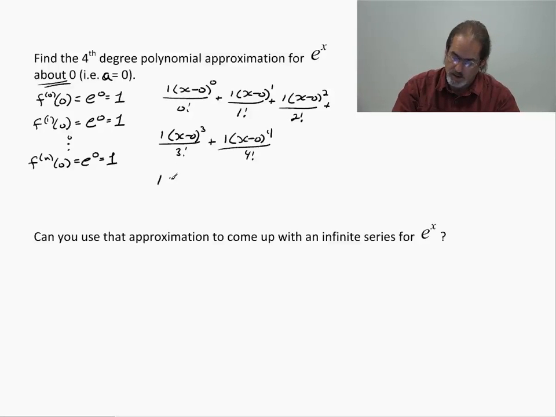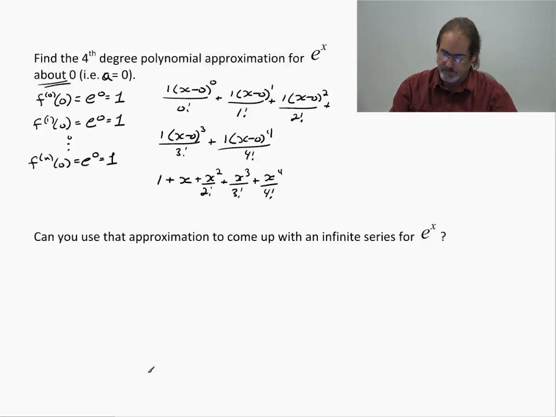This is going to be 1 plus x plus x squared over 2 factorial plus x cubed over 3 factorial plus x to the fourth over 4 factorial.